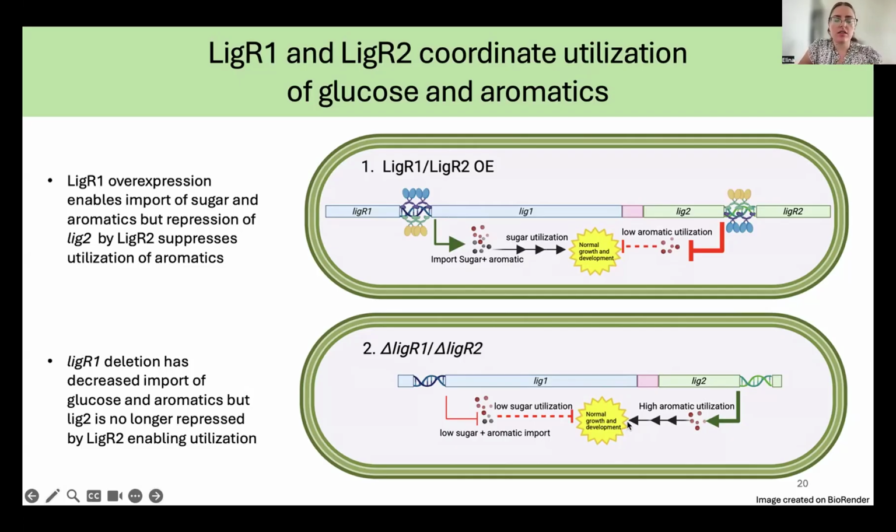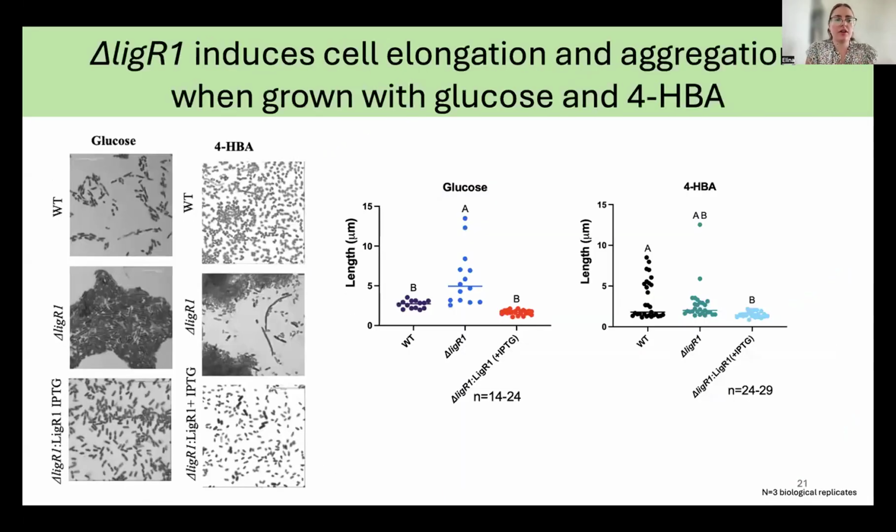Now, while I was conducting these growth assays, I did notice that the bacteria were morphologically different, because when I was growing them in the flasks, they would produce these amorphous structures where they would clump together. So I decided to investigate that further. I grew the cultures under static conditions, and I stained the bacteria with crystal violet and imaged them using confocal microscopy. And what we were surprised to see was that under the utilization of glucose and 4-HBA, the LIGR1 knockout has an elongated phenotype, and they also form these aggregations.